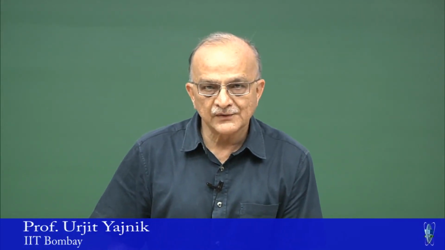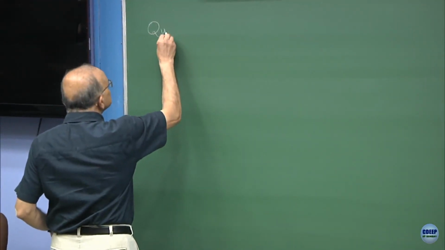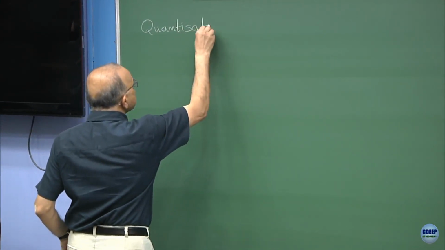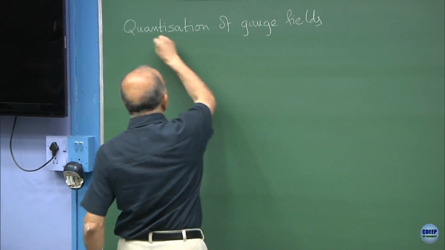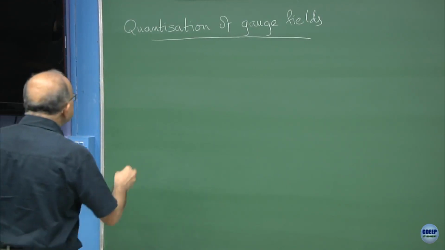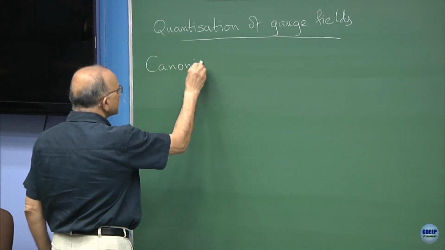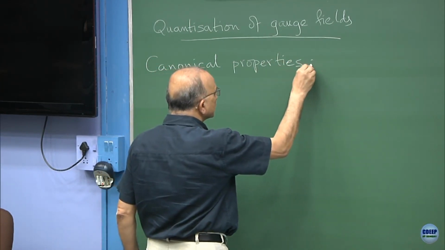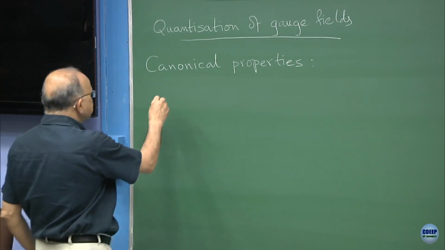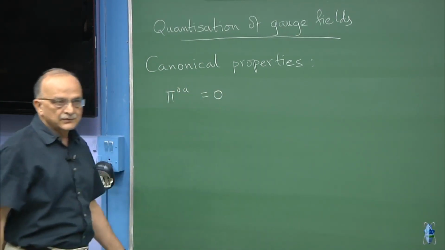Last time we saw the basic motivations for why we have to treat gauge field theories carefully. So, as we know, the quantization goes through canonical structure. And we saw that pi 0 A are all equal to 0 for any gauge field.